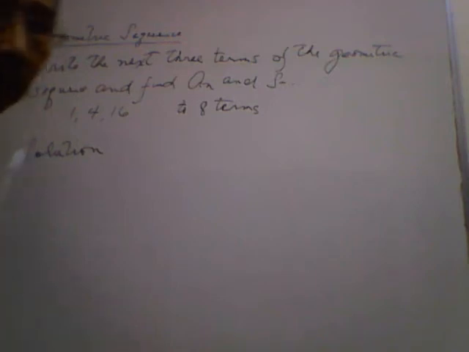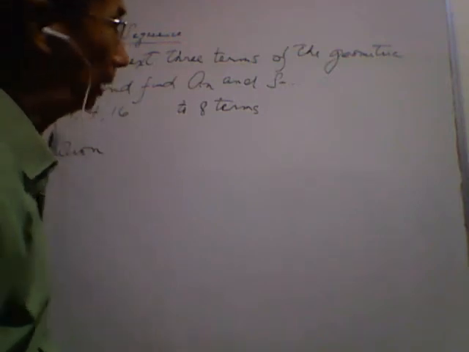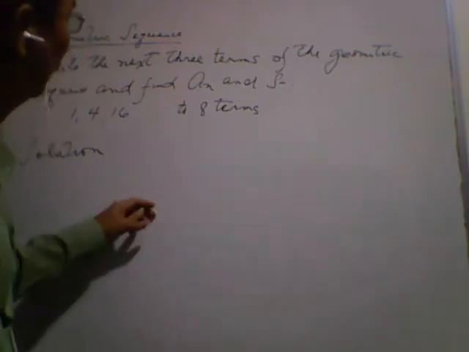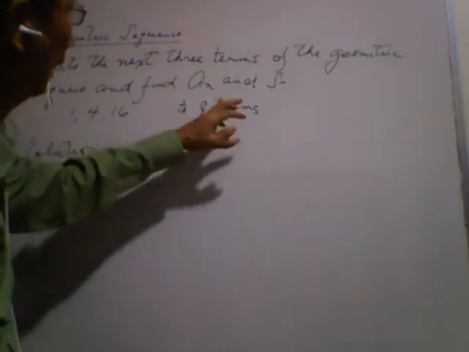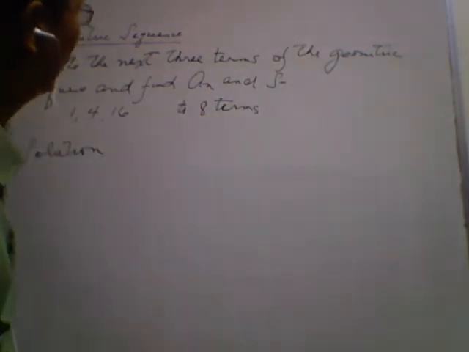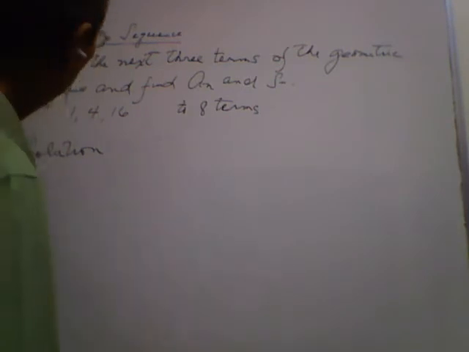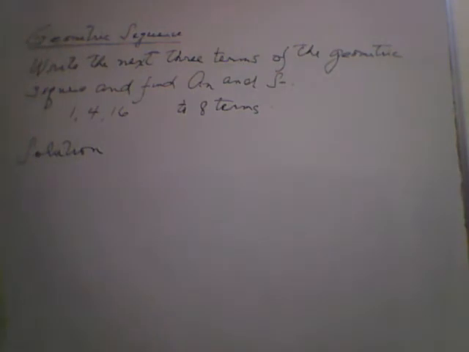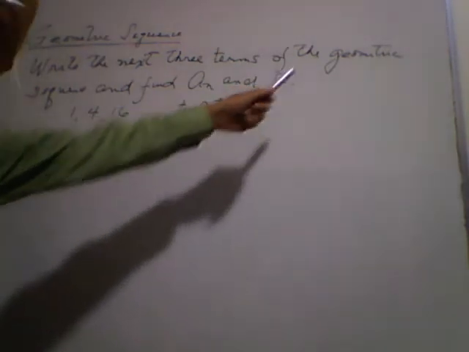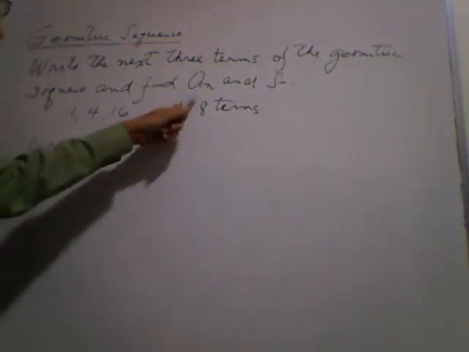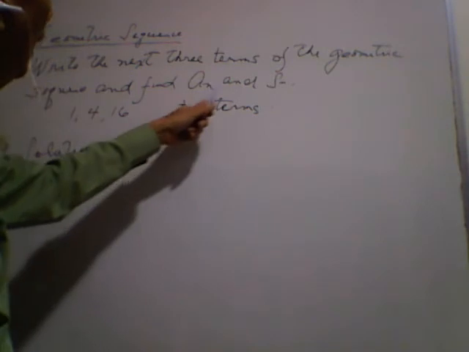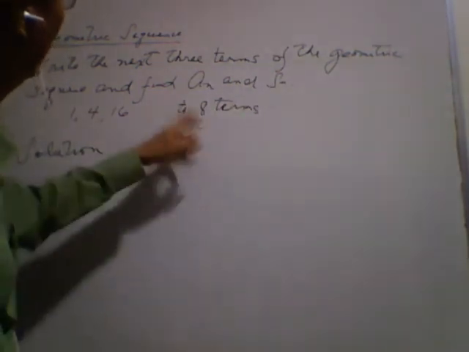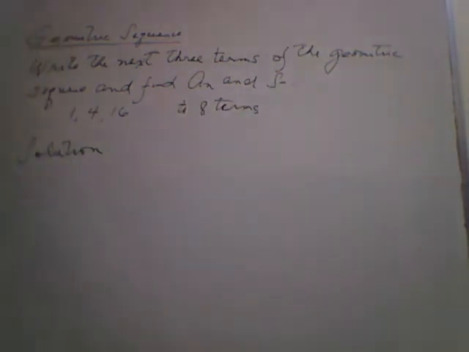Hi, today we are going to continue our discussion on geometric sequence, and at this point we're going to use extensively the two equations being used in solving similar problems. So we have a problem here. Write the next three terms of the geometric sequence and find a sub n, which is the last term, and S of n, which is the sum of the geometric sequence.